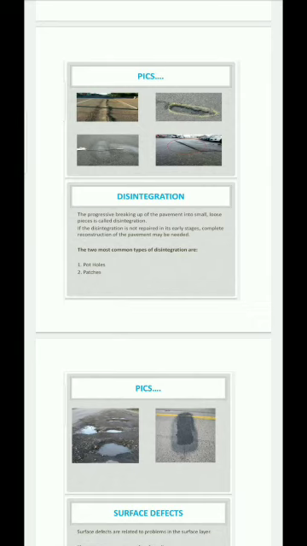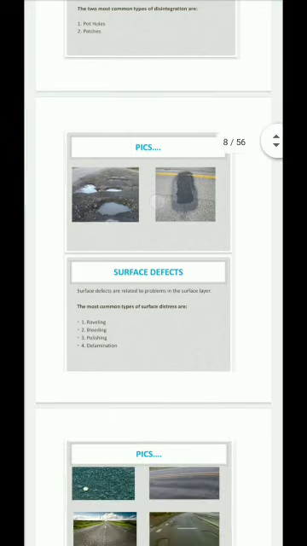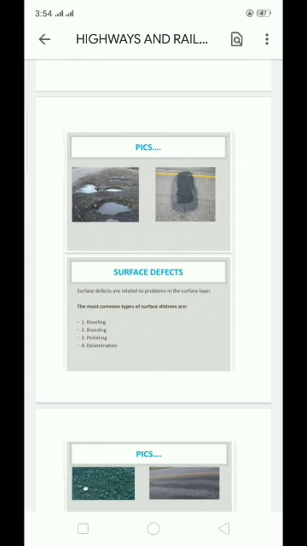Problematic. So next, there are 2 most common types of disintegration. The first one is potholes. The second one is patches. So the potholes, you have probably noticed the holes in the road, those are potholes. Then patches.